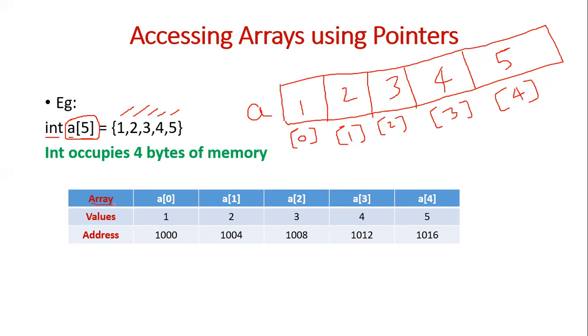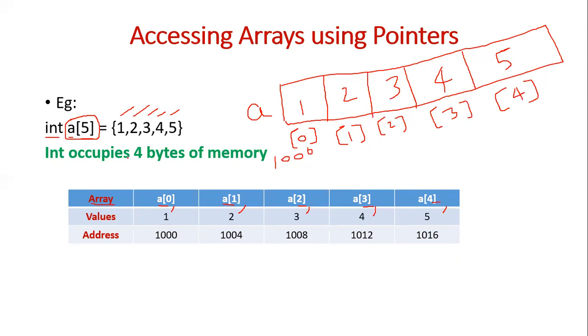The array, this is the array name, A of 0, A of 1, A of 2, A of 3 and A of 4. The values are: in A of 0 you have 1, in A of 1 you have 2, A of 2 you have 3, A of 3 you have 4 and A of 4 you have 5. Okay. Now let us assume that the starting address of this array is 1000. If the starting address is 1000, that is, the address of A of 0 is 1000, then what will be the address of A of 1?